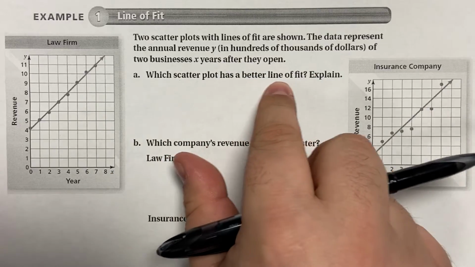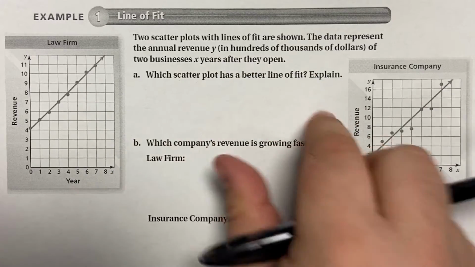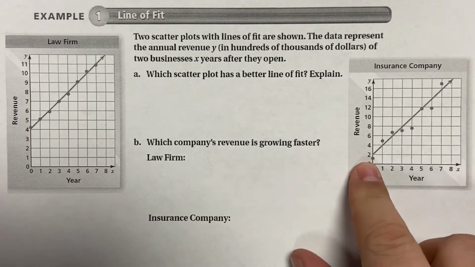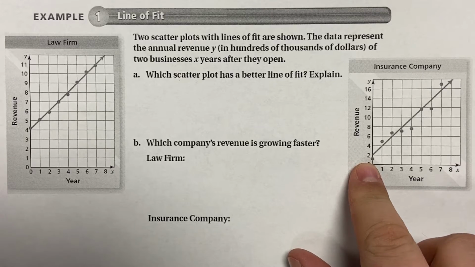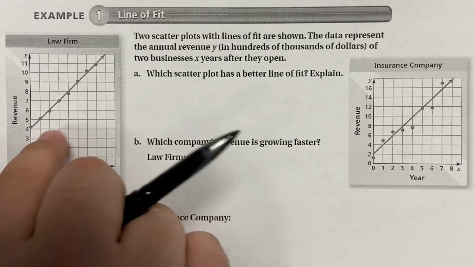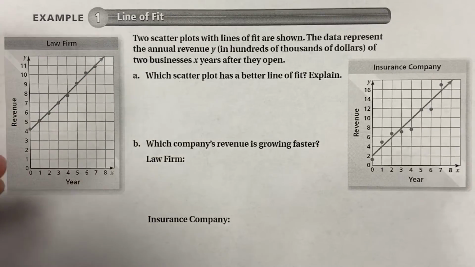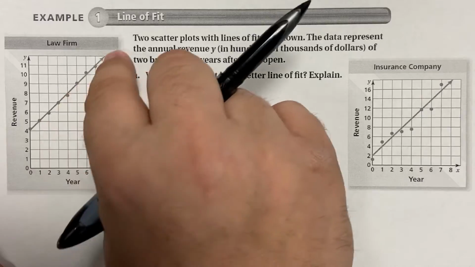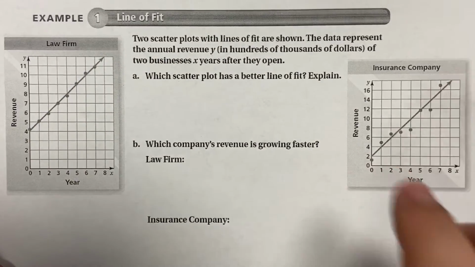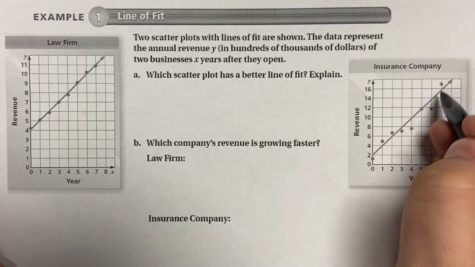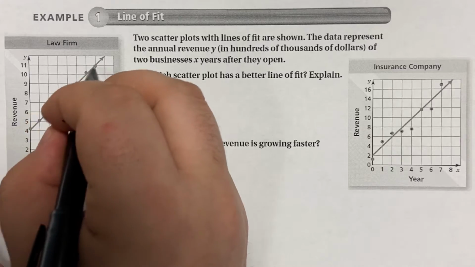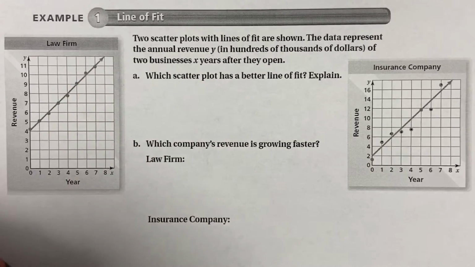Which scatter plot has a better line of fit? And we need to be able to explain. So the idea of a better line of fit, again, is that we're trying to figure out which line best represents the data. The idea is which line has more data closest to it, because while these points don't make a line, they're supposed to be as close as possible. This graph over here obviously has points well off the line. Nope, it looks like every single one of these are touching.